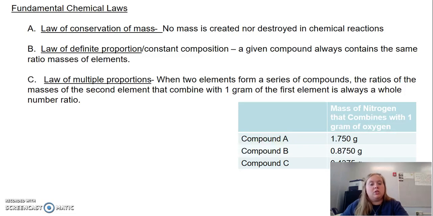You're going to learn a bunch of different laws this year, but there are three that we call fundamental chemical laws. So there are three fundamental laws that are observed in chemistry, and I'm going to talk about each of those in this video. The first one, hopefully you remember, is the law of conservation of mass. It says that no mass is created or destroyed in chemical reactions, and so that's the whole reason for balancing.